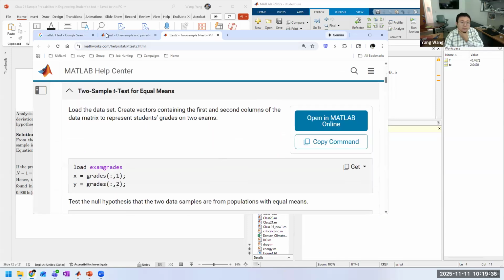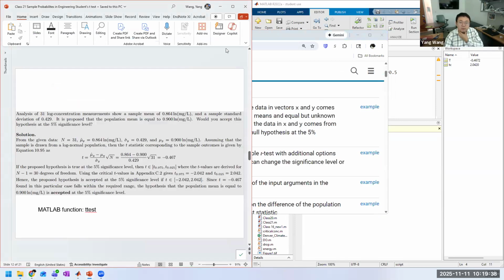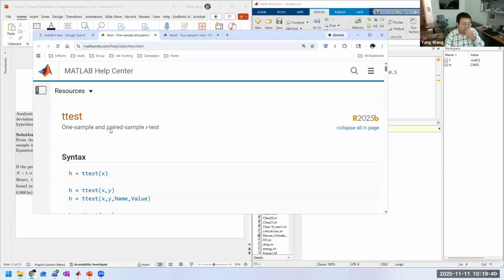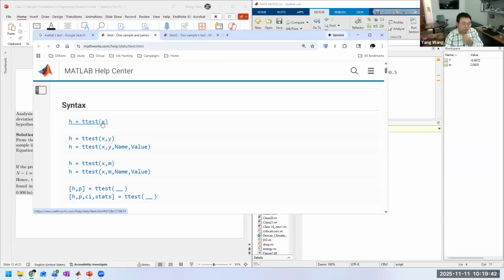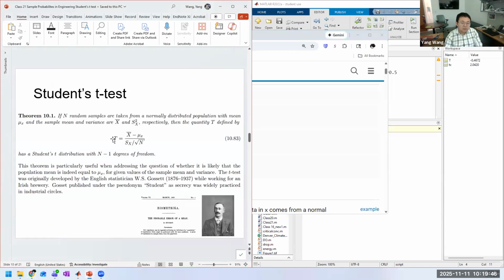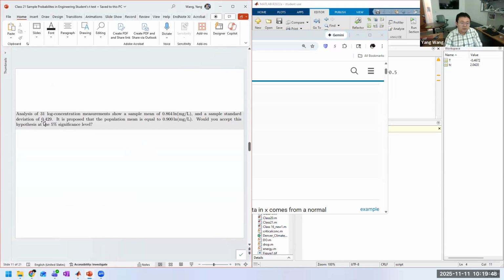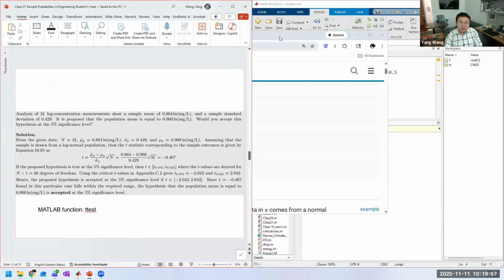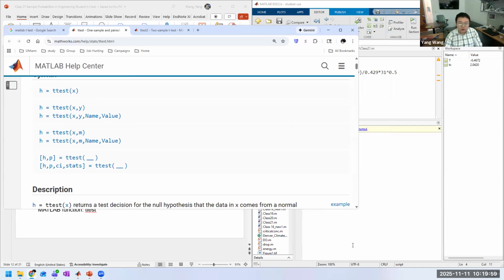So basically it's doing this one-tail or two-tail test, right? So the problem is that if you want to use the ttest, you have to provide the array of data, the real sample data. But here, if you see this problem, it's just telling us the mean and standard deviation, right? It doesn't give us the 31 samples exactly. Because of that, we can't really use the ttest function, but here I can briefly show you how we can use it.